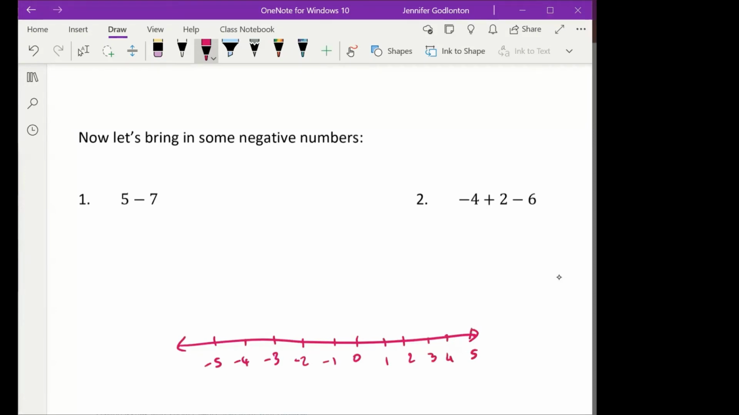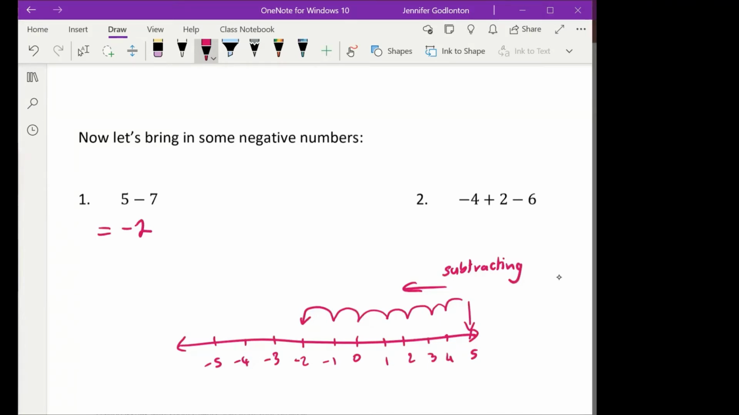Okay, so if I was saying 5 minus 7, that means I was on 5 and I'm going to minus 7 from 5. So I'm going to go 1, 2, 3, 4, 5, 6, 7. And I'm going to move to the left because I am subtracting. Okay, and so 5 minus 7 gives me a total of -2. Absolutely. Great, Lutando. Absolutely.